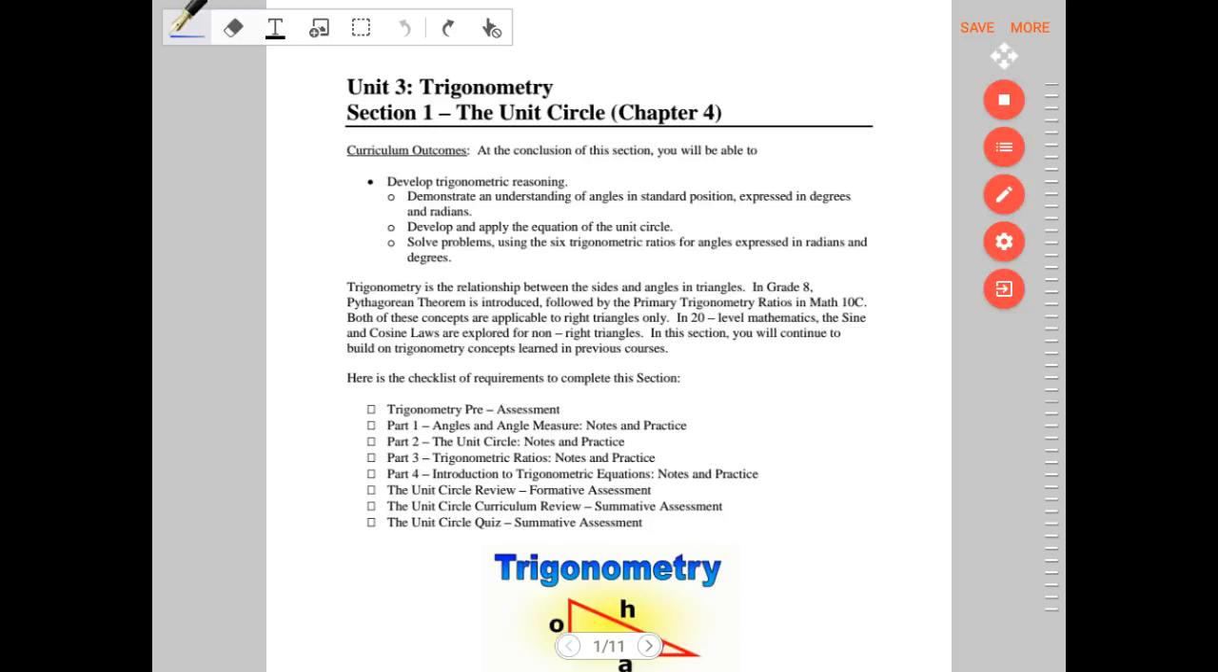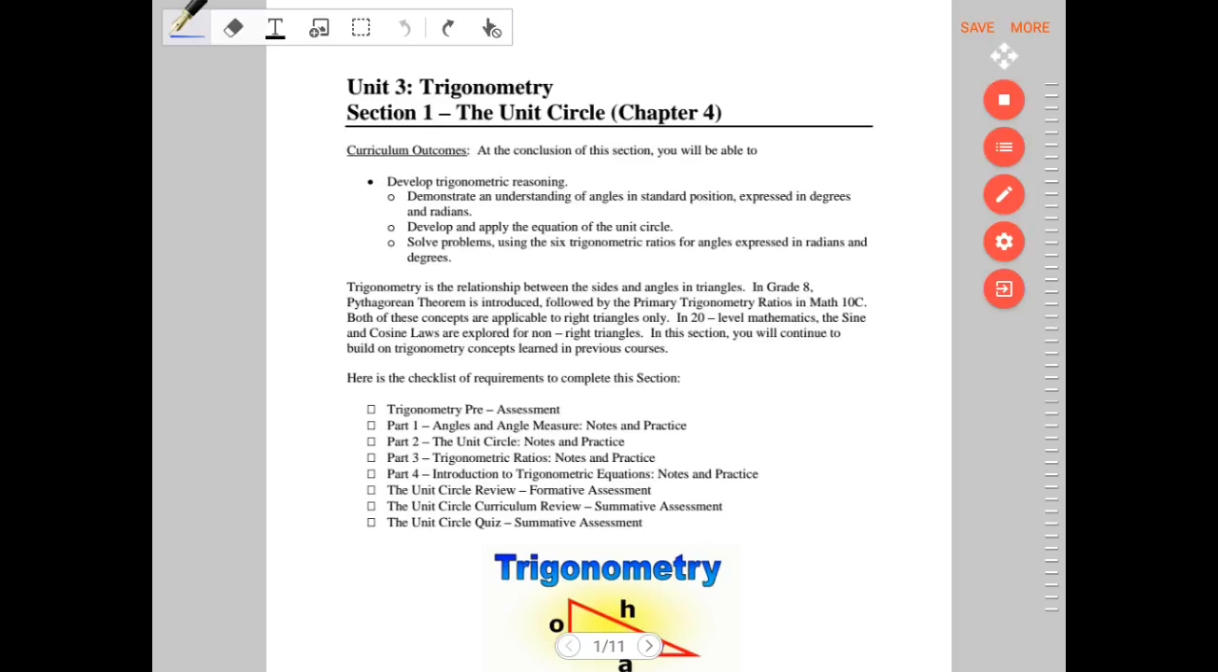After that, you can turn this back on and start into part 1, angles and angle measure, notes and practice. There'll be a whole bunch of notes and some video instruction, and then there are some textbook practice questions at the end of each part that you're expected to do and show your teacher upon completion. We then have part 2, the unit circle, part 3, trig ratios, and part 4, introduction to trig equations.